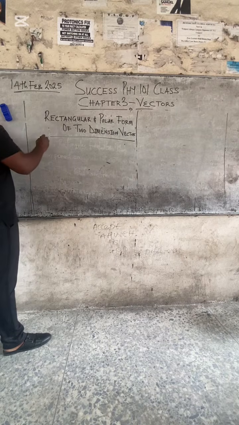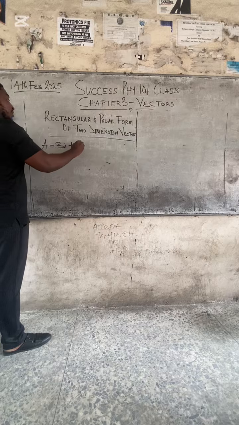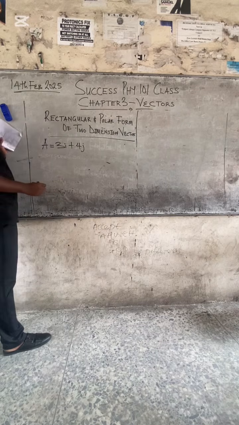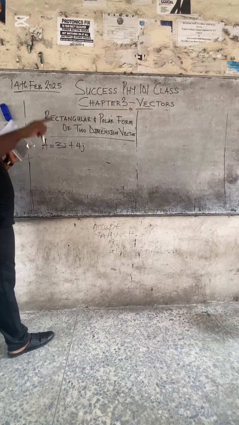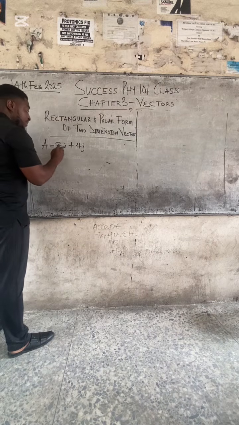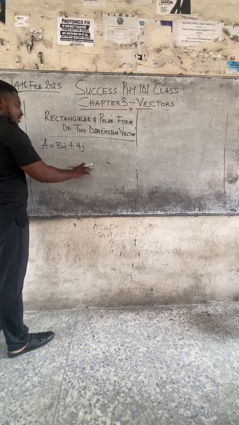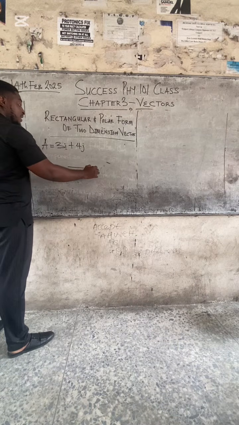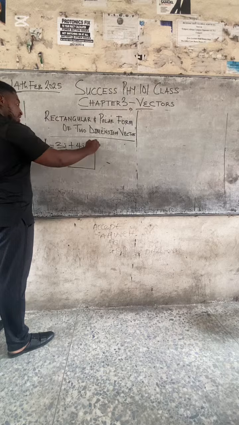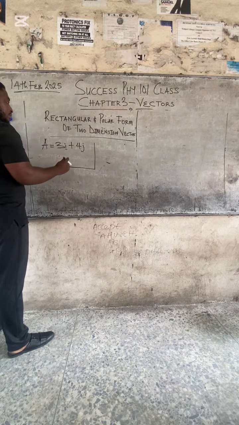If you have a vector A equals 3i plus 4j, class, this vector is in rectangular form. Let me show you why. 3i means the x-axis, remember. So 3i. 4j means the y-axis. This is x and this is y.